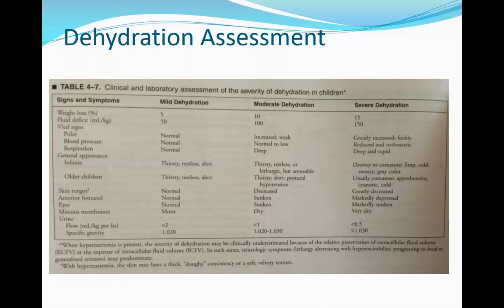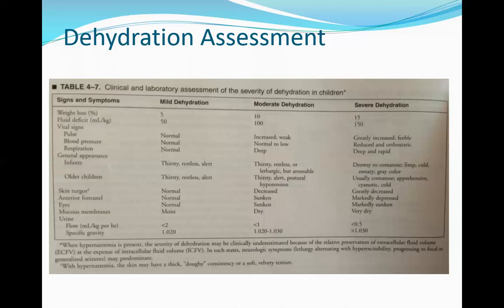For moderate dehydration, you can expect a weight loss of approximately 10%, fluid deficit of up to 100 milliliters per kilo. For vital signs, the pulse may be increased or weak, blood pressure may be normal to low, and respirations can be deep. For general appearance in infants, you can expect them to be thirsty, restless, or lethargic, but arousable. Older children may be thirsty, alert, and have postural hypotension. Skin turgor decreased, anterior fontanelle and eyes sunken, mucous membranes dry, with a decrease in urine output to less than 1 milliliter per kilo per hour, with a higher specific gravity.